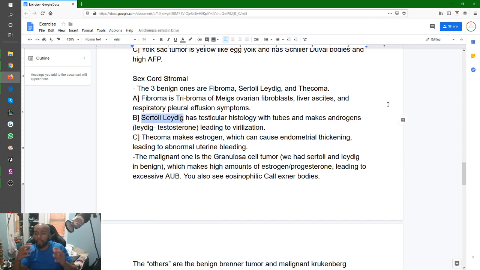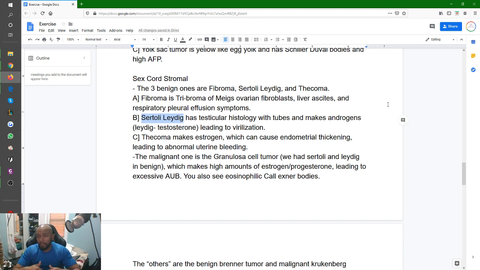But if you have a Sertoli-Leydig ovarian cancer, it's going to have testicular histology with tubes and whatnot, and it's going to make testosterone, which is going to cause this woman to virilize. The thecoma is the one that makes estrogen. And the way I remember that is because fibroma has fibrosis, Sertoli-Leydig has testosterone, so the only thing that's really left is the thecoma has estrogen.